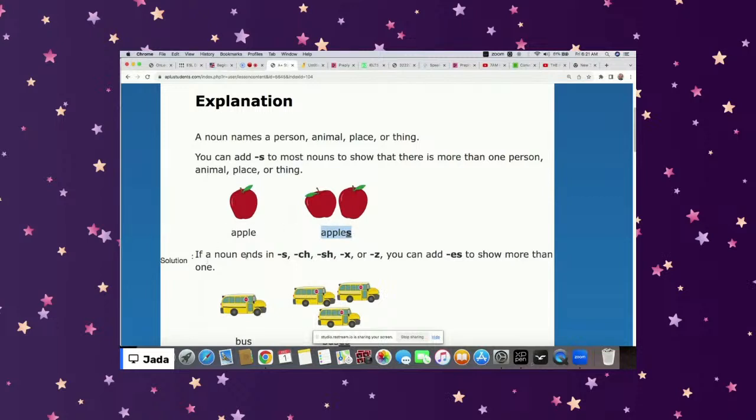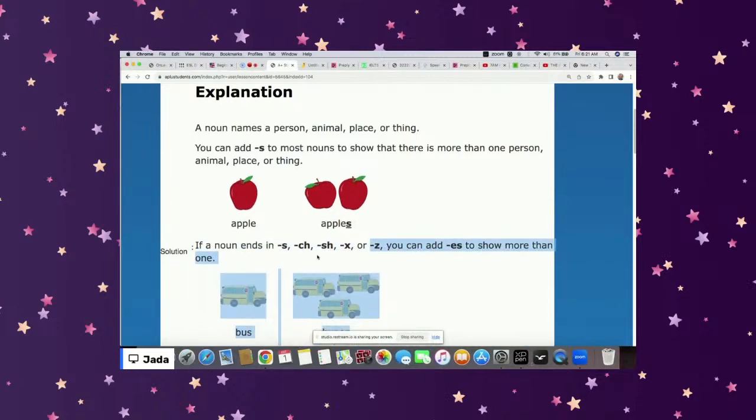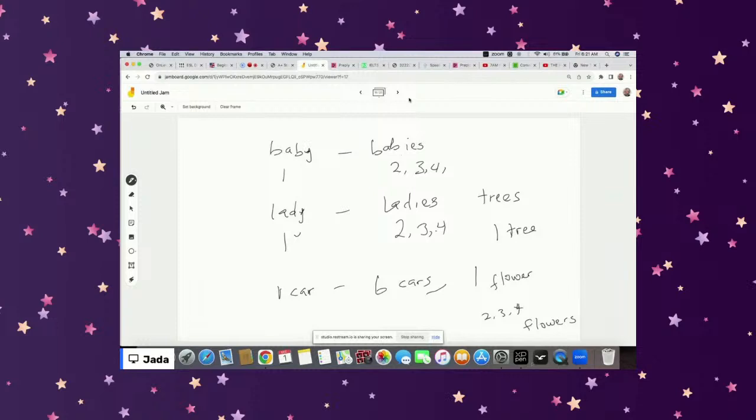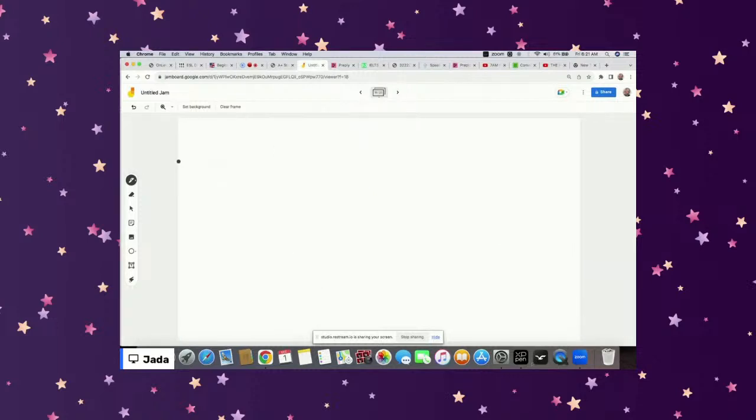Okay. If a noun ends with s, ch, x, or z, you can add es to show more than one. Okay, so if you have a noun with s, okay, so let's do this. Now, yes.